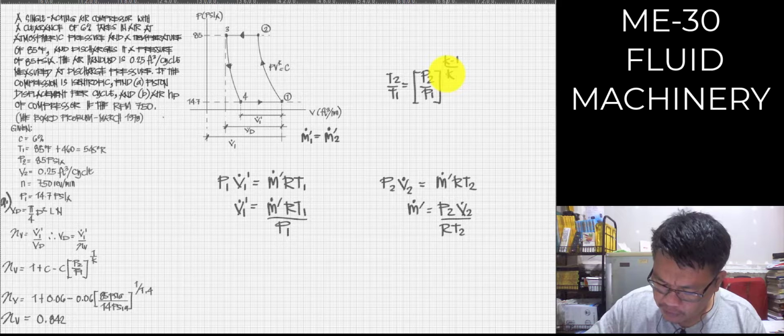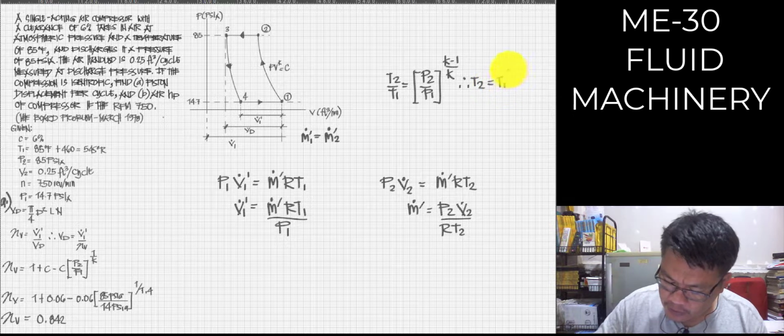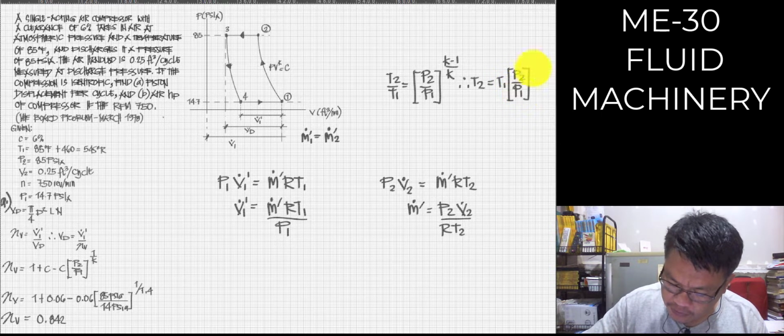So let's rewrite our equation to get your T2. We have T2 equal to T1, multiplied by your pressure ratio P2 over P1, and this is raised to K minus 1 over K.